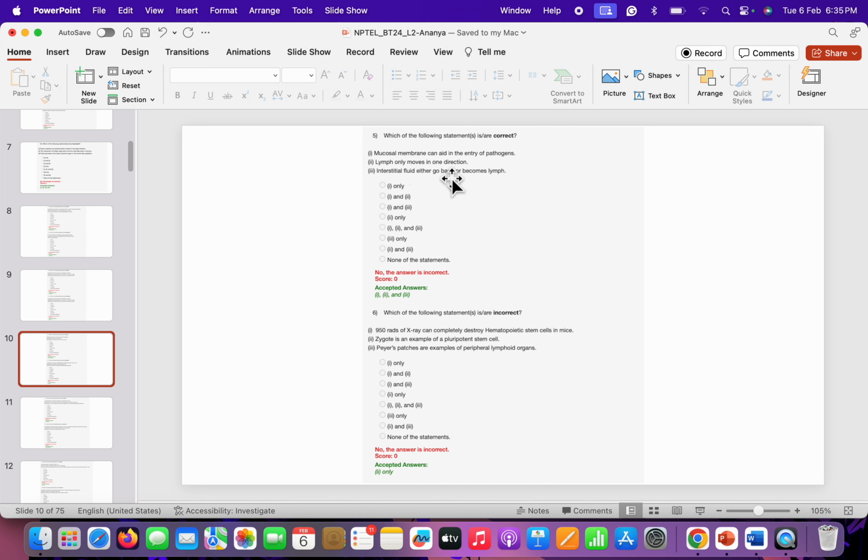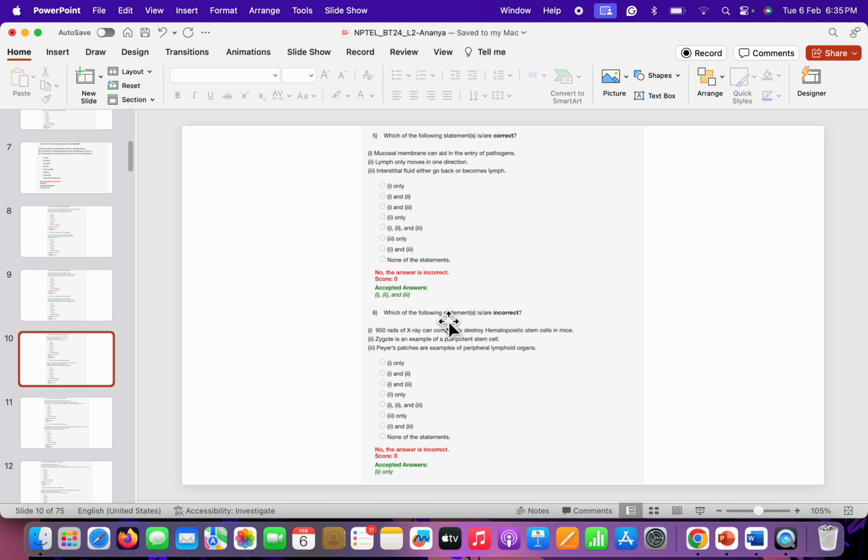Interstitial fluid either goes back or becomes lymph. This is also true. So it's called interstitial fluid in between arteries and veins, and then it joins with lymphatic vessels, and there you will see that it becomes lymph or lymphatic fluid.